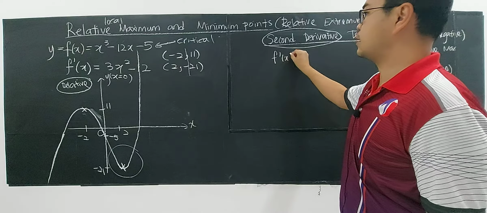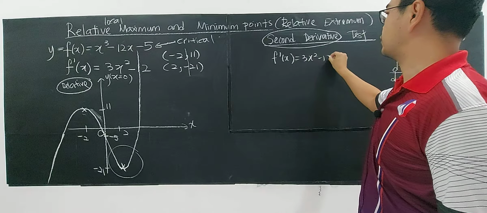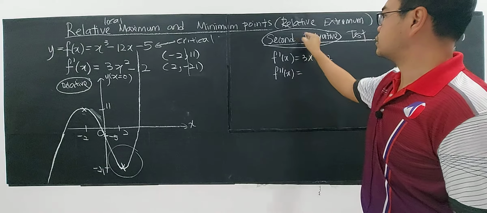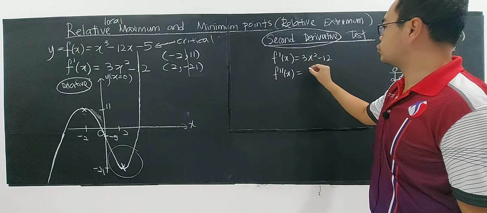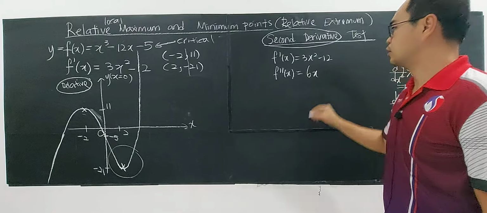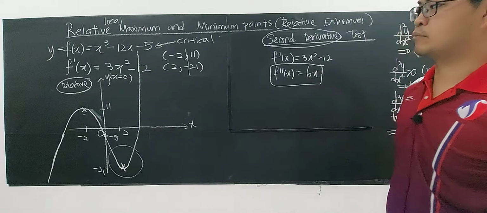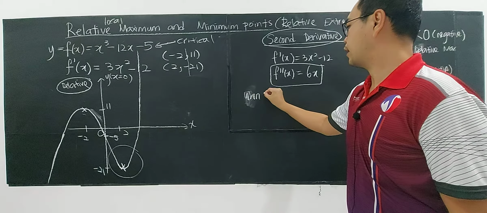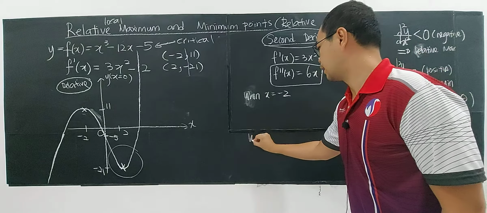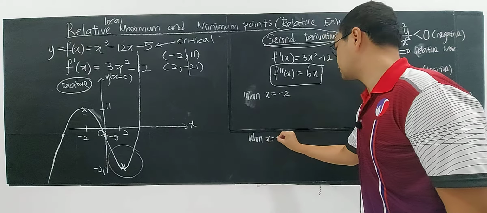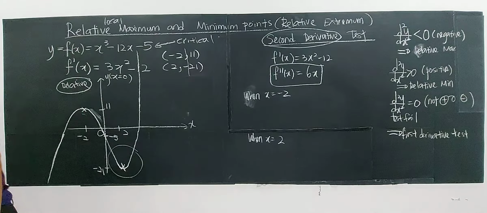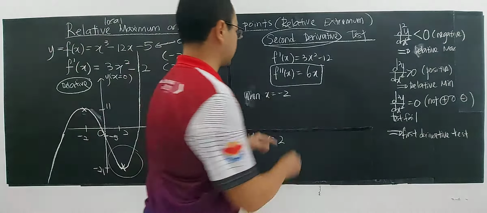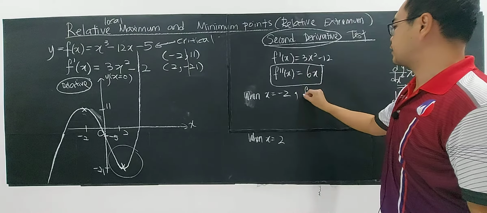Now you know that your first derivative is 3x squared minus 12. Of course you need to find the second derivative, because we're doing the second derivative test. So differentiate, you have 6x. Differentiate again, you get 0. So this is the test. For when x is negative 2 and when x is 2, very simple, put the value into the second derivative.